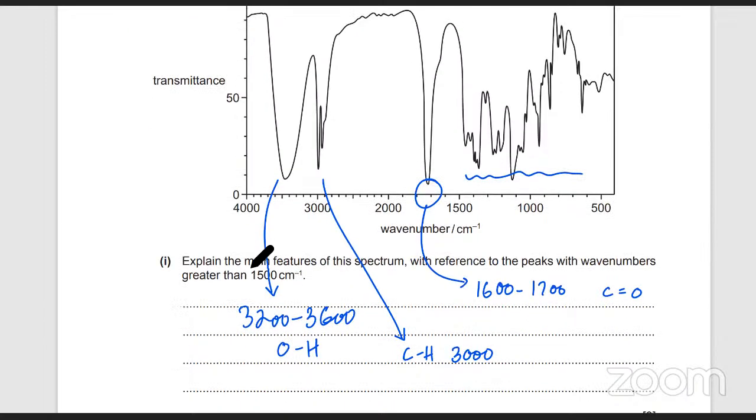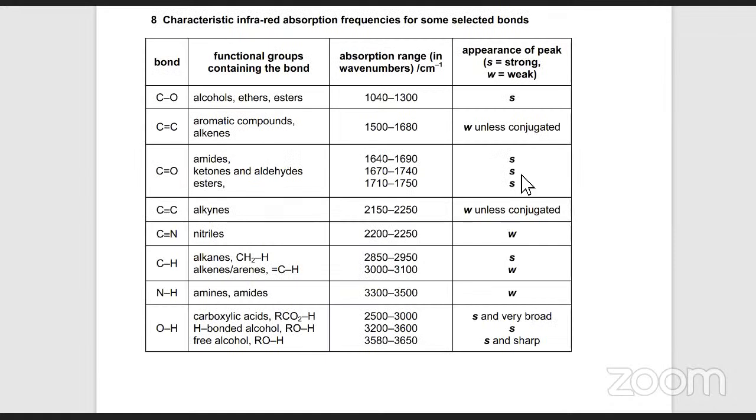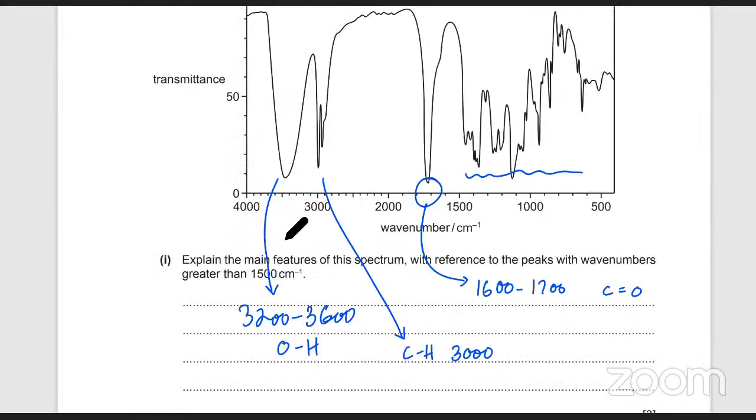In the paper, you're not going to give estimates. You're going to give exact values. The table will be given to you, so tell them the exact values. C double bond O is 1640 to 1750. That's the range in which you're going to get C double bond O. OH is 3200 to 3650. Anything within that range is an OH. CH is 2850 to 3100.